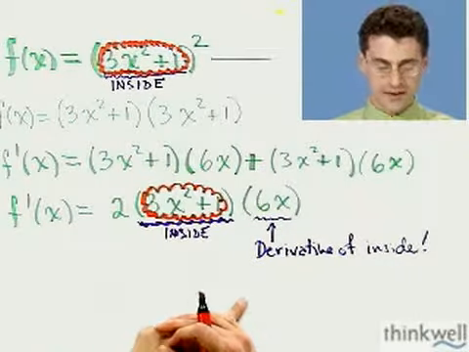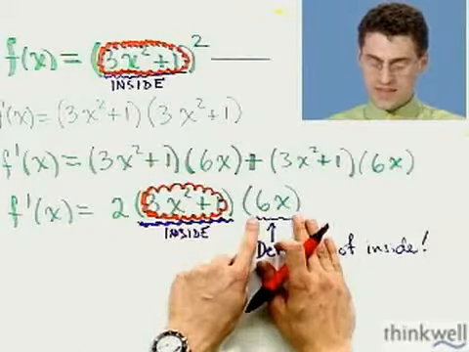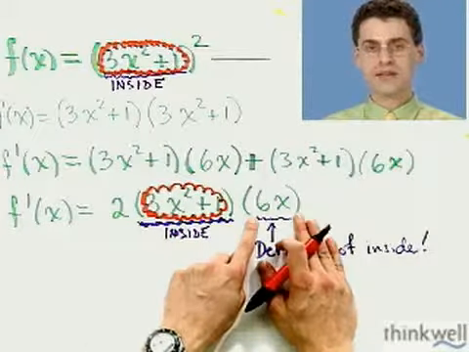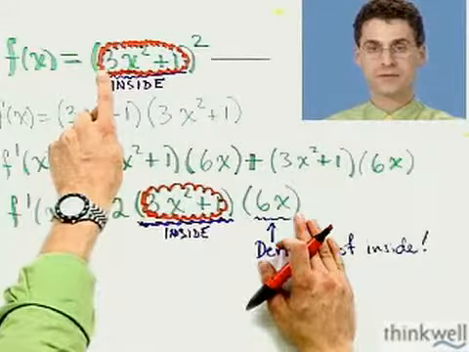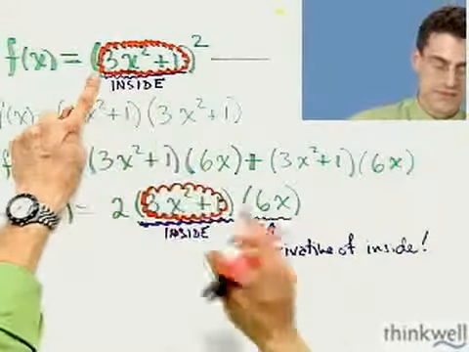Okay? Now, what do I do now? Well, that's 2 times big old blob. And then this seems to be the derivative of the blob. Right? So the derivative of the blob is right here. And this is the blob. So what's going on here?